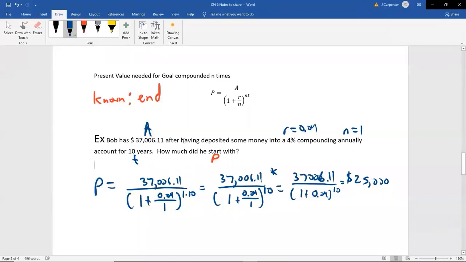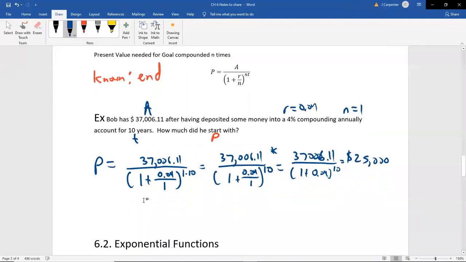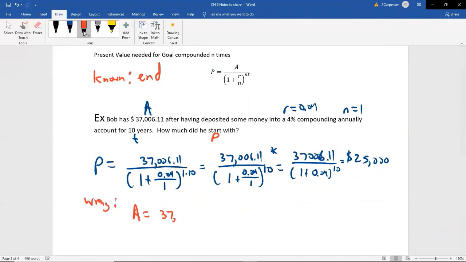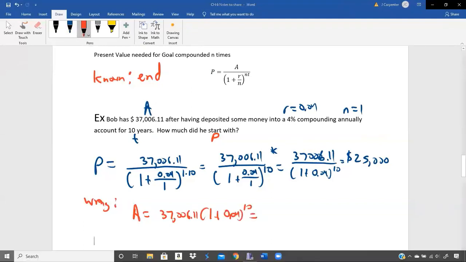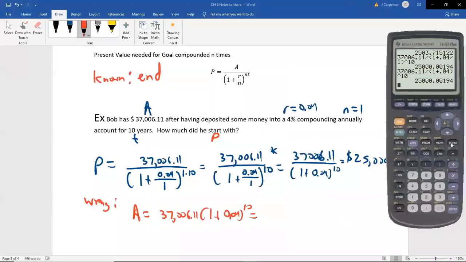Now, how could you know that you did this wrong? What if you used the wrong formula? What if you used A equals 37,611 times 1 plus 0.04 raised to the 10? If you had typed that in the calculator, there's a way that you can instantly tell it's wrong: $37,006.11. And you know how you instantly tell that it's wrong? You ask yourself, does it make sense? All right, so I'm using the wrong formula.